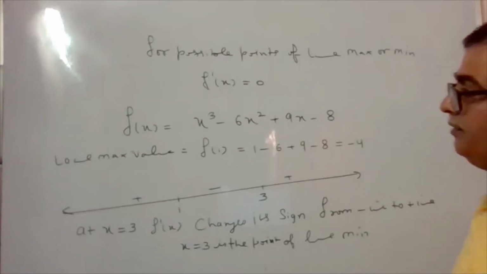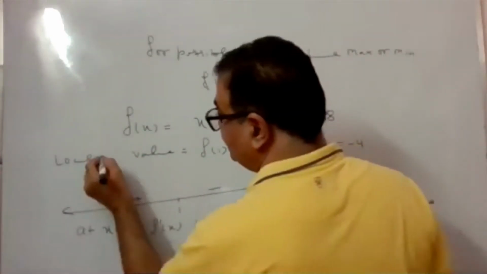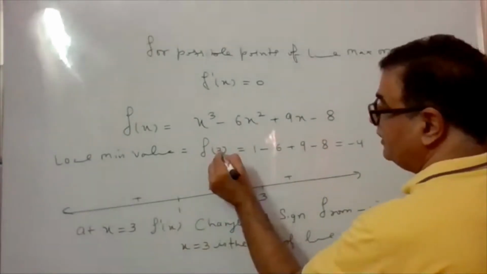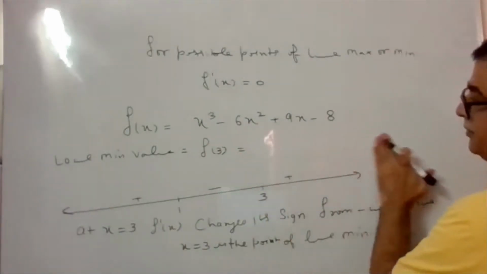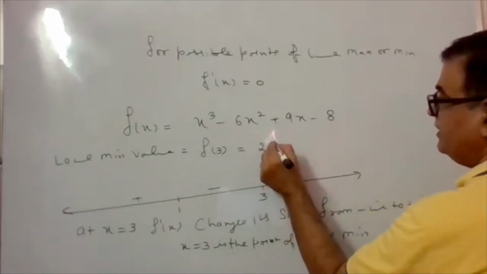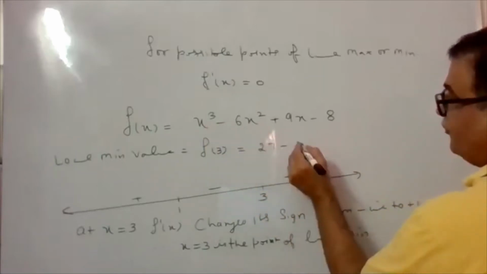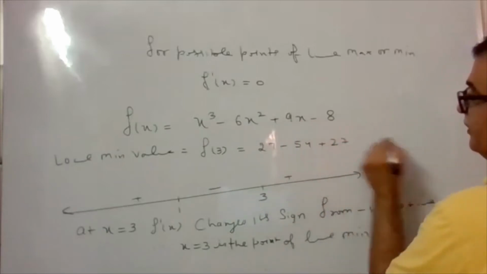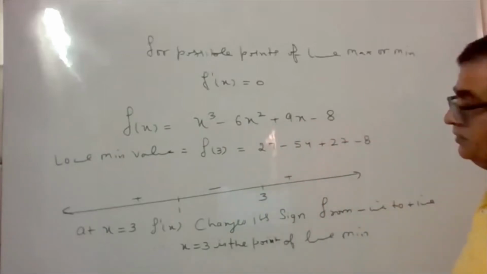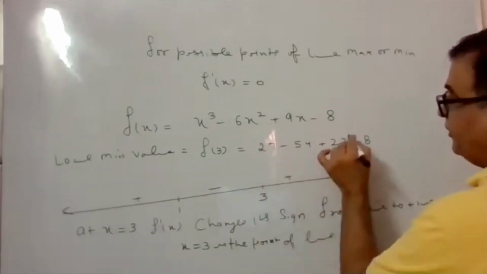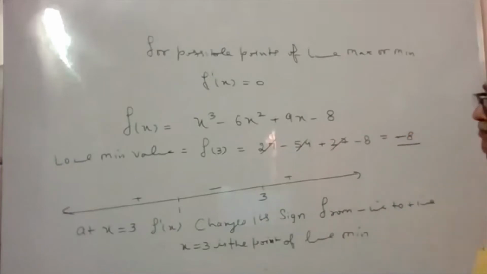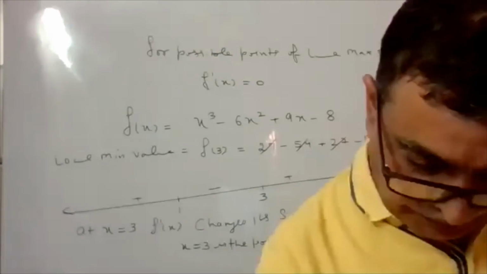And if it is a local minimum, then if they ask for the local minimum value, that also I can calculate. It will be f(3) we will do here. This will be 27, 9 times 6 is 54, plus 9 times 3 is 27, minus 8. 27 and 27, 54 gets cancelled out. Your result is coming minus 8. So the local minimum value comes out to be minus 8.